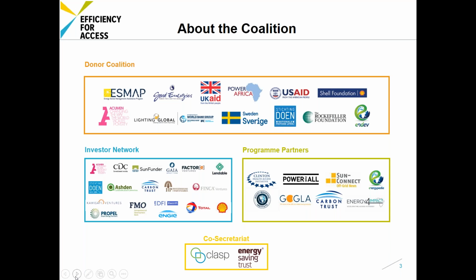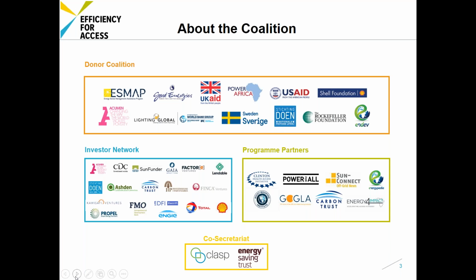So just a bit about the coalition. The coalition was launched in 2015 as a year-long call to action and collaborative effort led by Global Leap and Sustainable Energy for All. And in 2018, a number of leading governments, global financial institutions, and philanthropies came together under a scaled-up Efficiency for Access Coalition. So this is the current coalition.